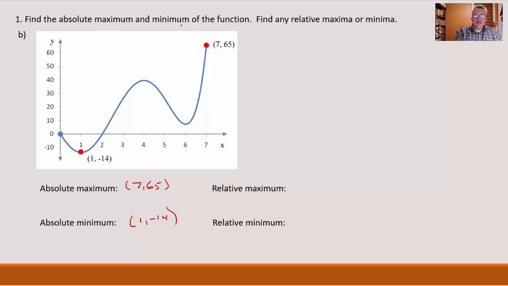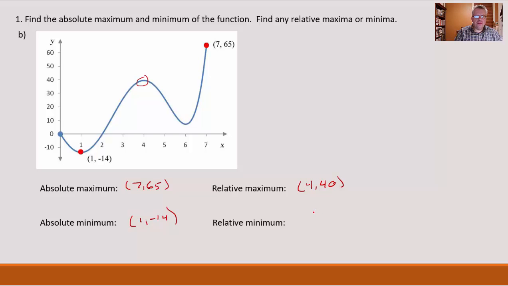Relative maximum. Well, this can't be a relative maximum because it's an endpoint. So the function has to be defined on both sides of it, and it's not. It's not defined to the right. But this point is. This point right here would be a relative maximum. So at 4, 40.